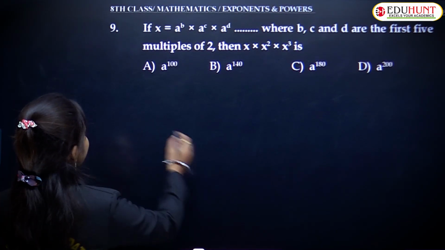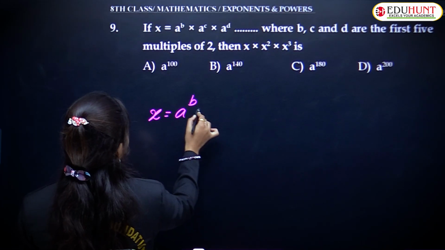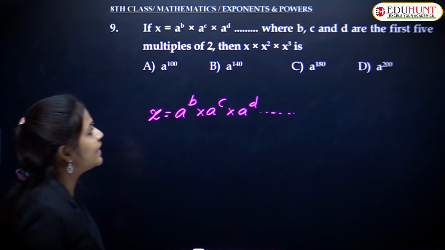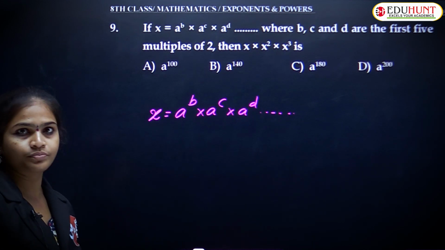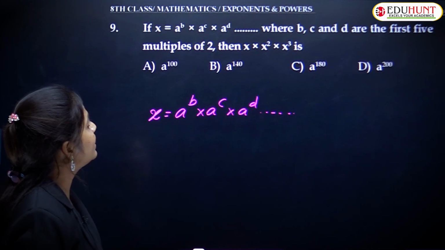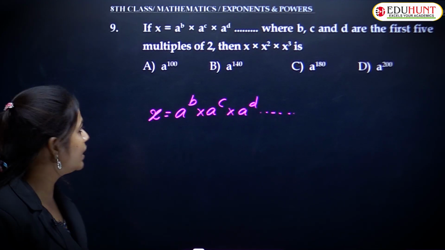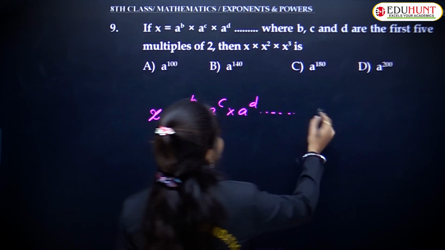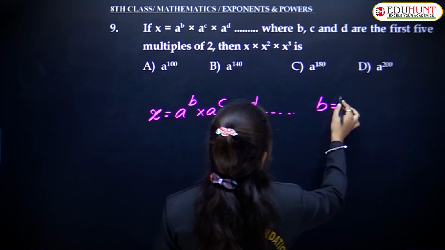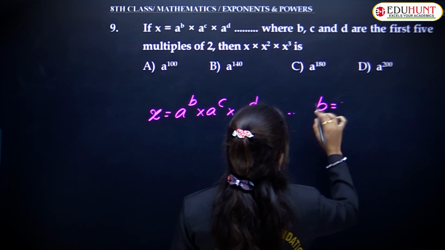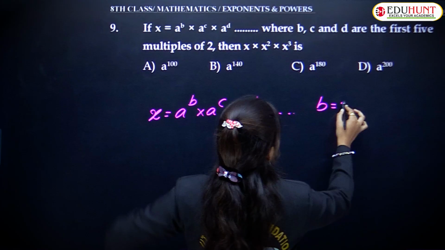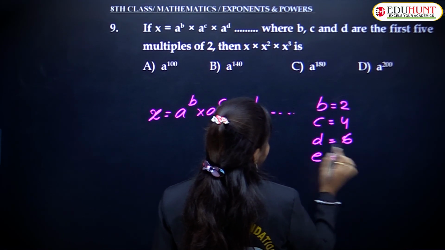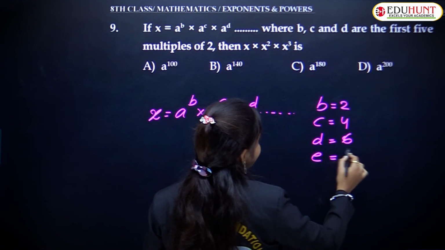What is that? If x is equal to a power b into a power c into a power d and so on, where b, c, d and so on are the first 5 multiples of 2. Okay, so what are they asking here? First 5 multiples of 2. So B is equal to 2, C is equal to 4, D is equal to 6. Next, E is not mentioned, so E is equal to 8.